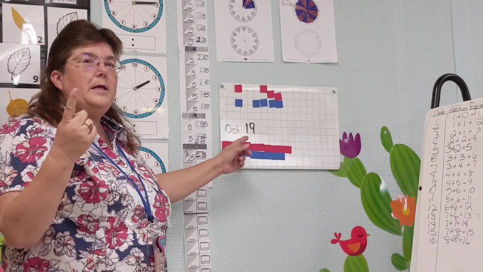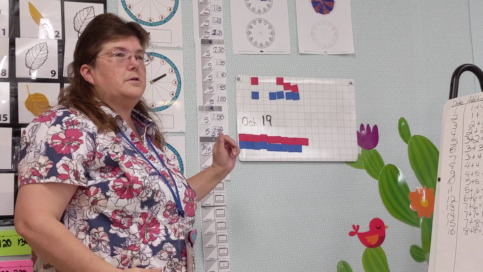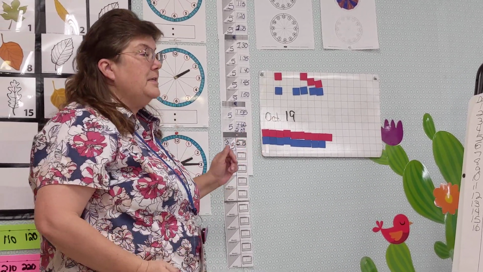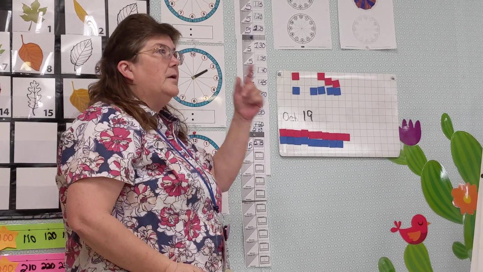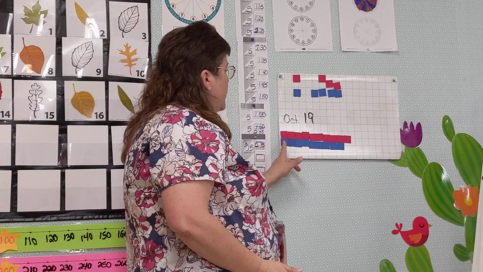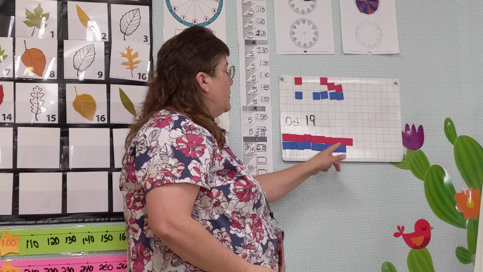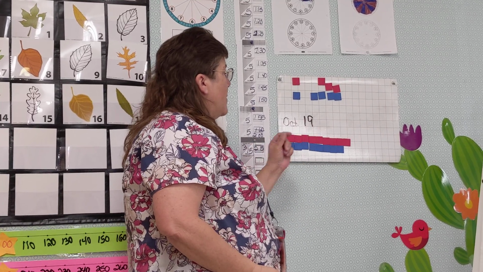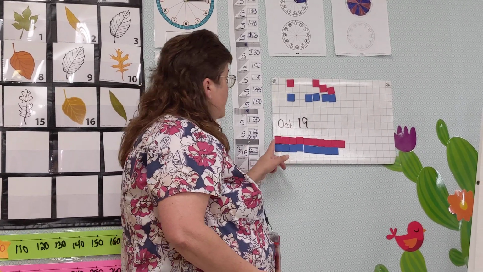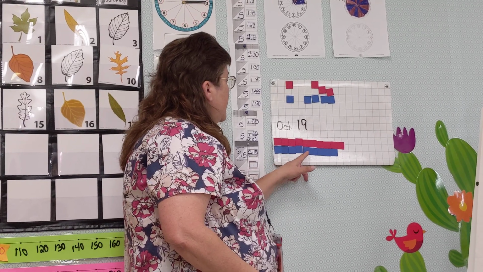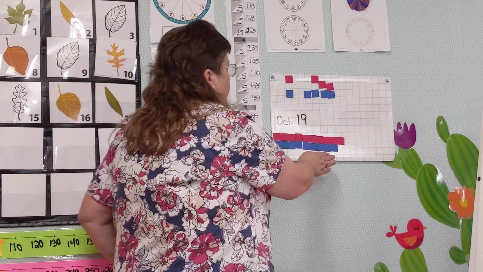Did I count by 1s or did I count by 2s? Good, I was counting by 2s. I was hoping some of you would be hearing that. So instead of just counting 1 of the blues each and 1 of the reds, I was able to count by 2s. So 2, 4, 6, 8, 10, 12, 14, 16, 18.